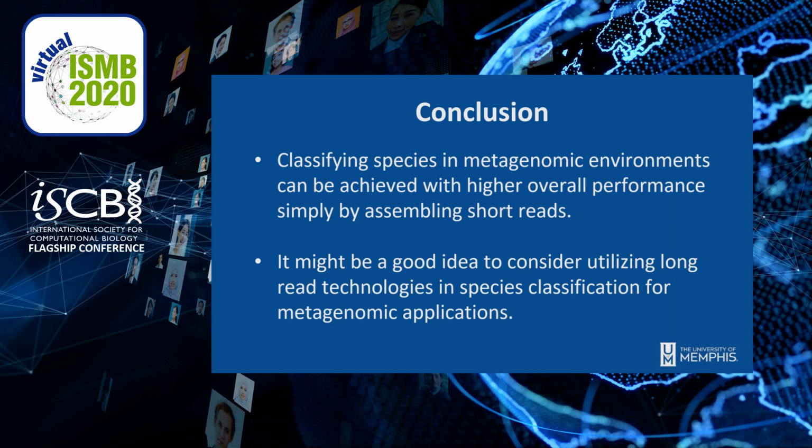From the results above, I conclude the paper with two implications. First, species classification in a metagenomic environment can be achieved with higher overall performance by simply assembling short reads into longer reads or contigs. And second, since longer reads may help classifiers avoid making random guesses on classifications, it may be a good idea to consider utilizing long read technology in species classification for metagenomic applications.